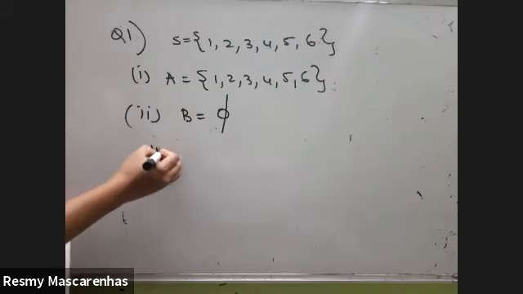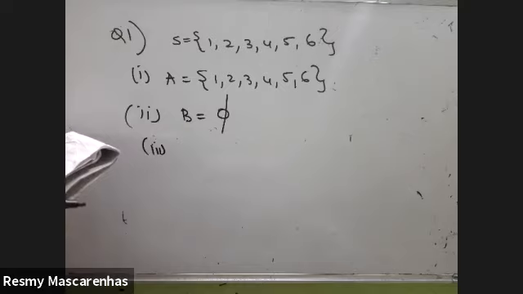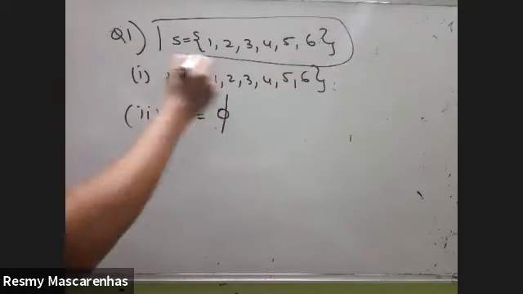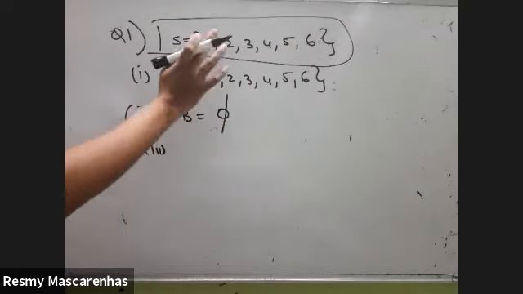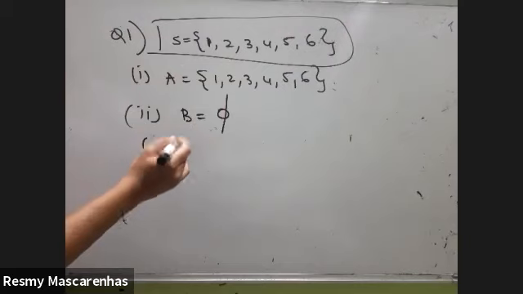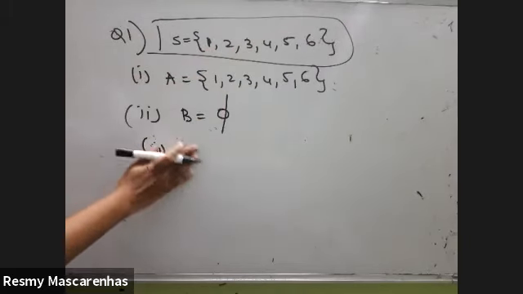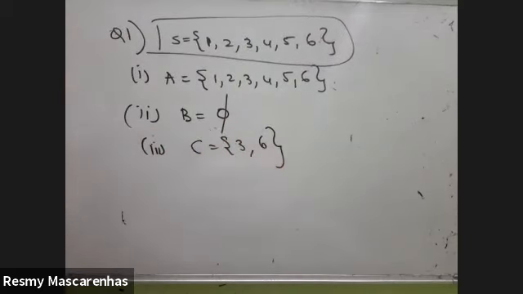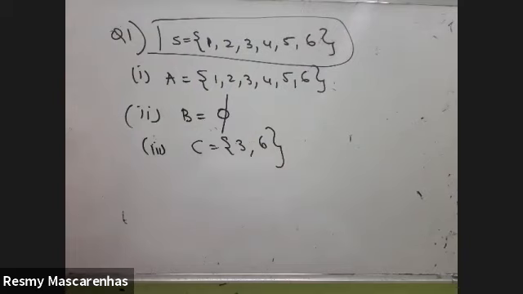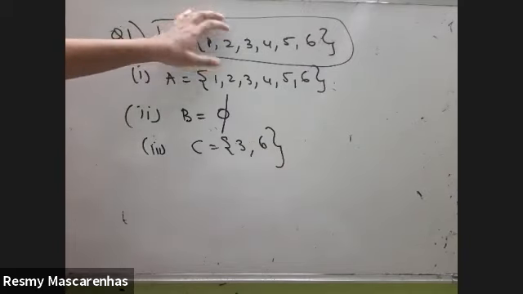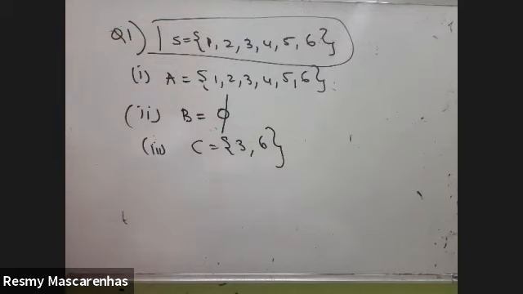Then the third one says getting a multiple of 3. So you have to always refer to this fixed sample space, don't refer to anything in between. So check in the sample space for any multiple of 3. So it is 3 and 6. So the answer will be 3, 6. We have to be careful with the sample space itself. If you write the sample space wrong, all these events will go wrong.